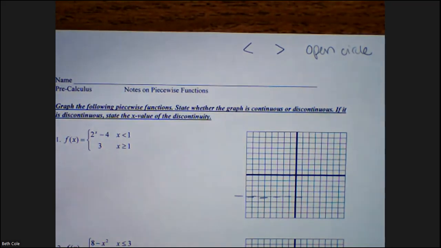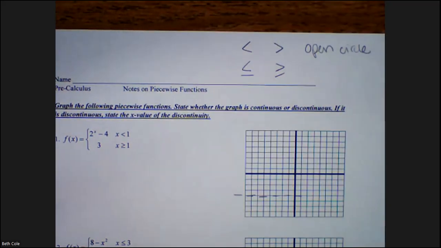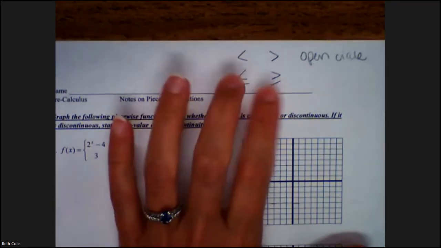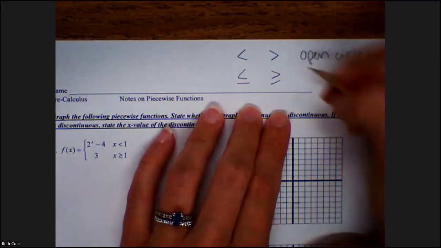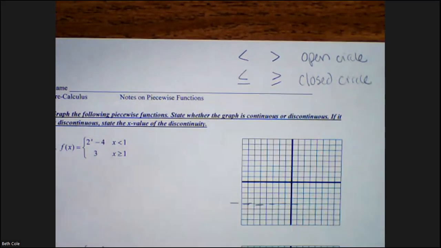All right. And when you see a symbol like this, you're going to put what? Whenever you have a symbol like this, you're going to have what? Closed circle, because you're actually including the point. You okay there? Okay. All right.